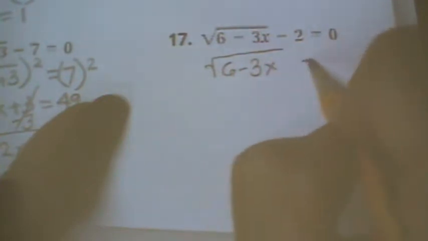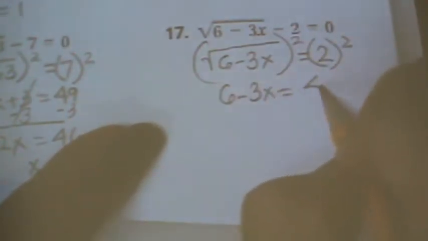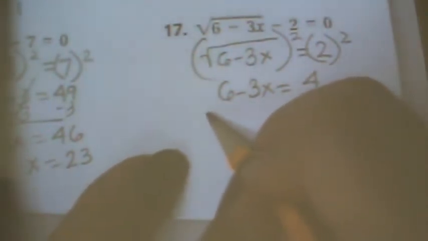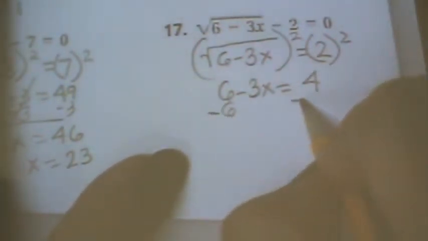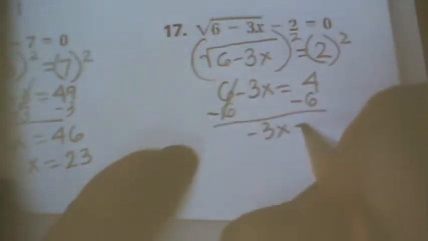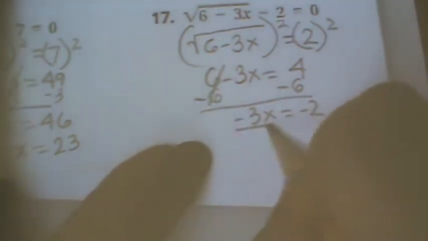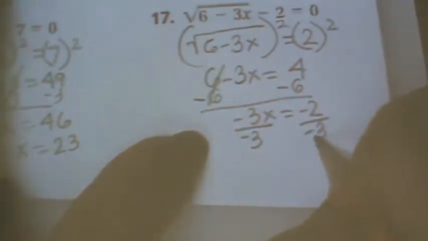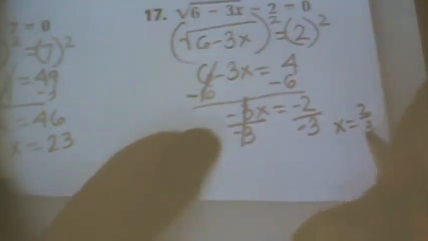Okay, last one, we're doing together. What do I do first? Add 2, then square both sides. Then what? 6 minus 3x equals 4. Then what? Subtract 6. What's 4 minus 6? It's negative. Every time I do something like that, I think it's wrong. So the answer would be negative 2/3. Or just 2/3. Does it work?